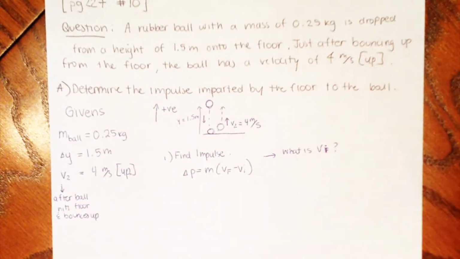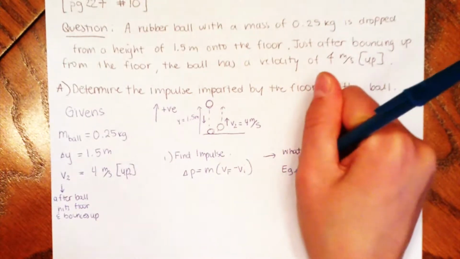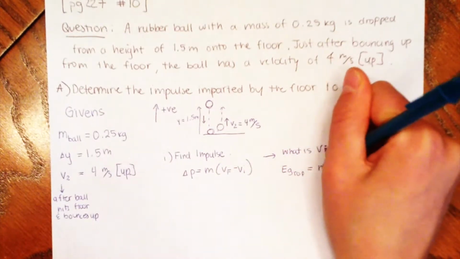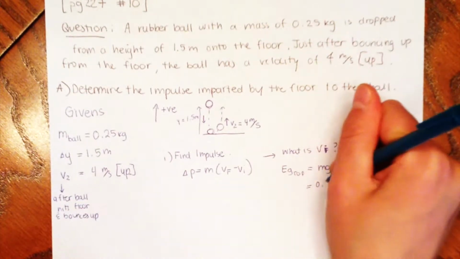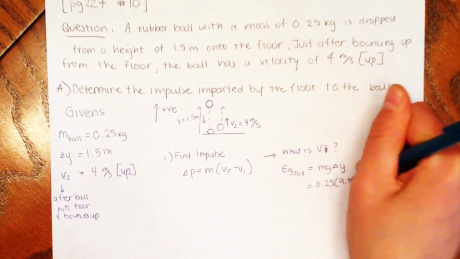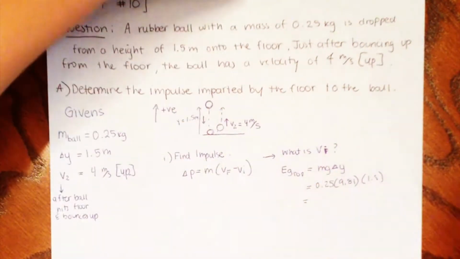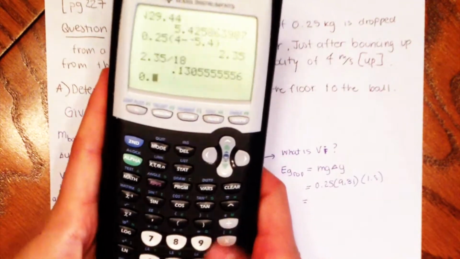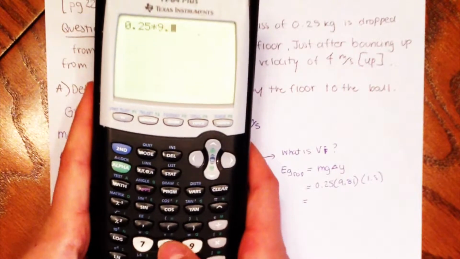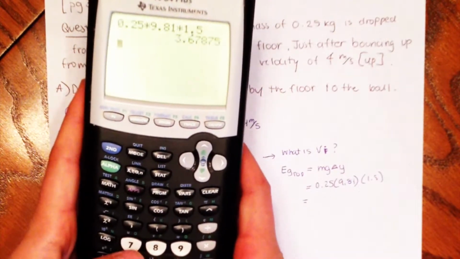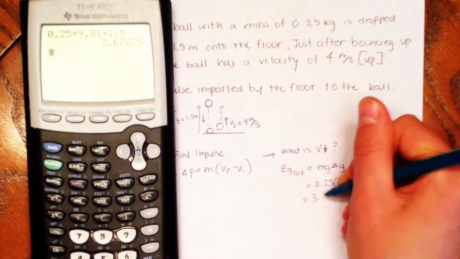Now in order to find that initial velocity, what we're going to do is use the gravitational potential energy equation of mg delta y, because we can find what the gravitational potential energy is at the top when the ball is initially dropped. So when we solve for that, we end up getting 3.67 joules.